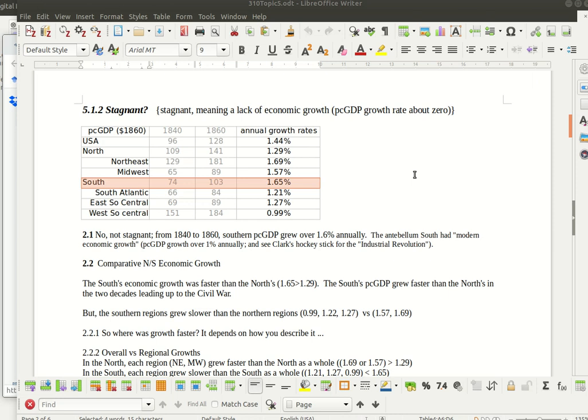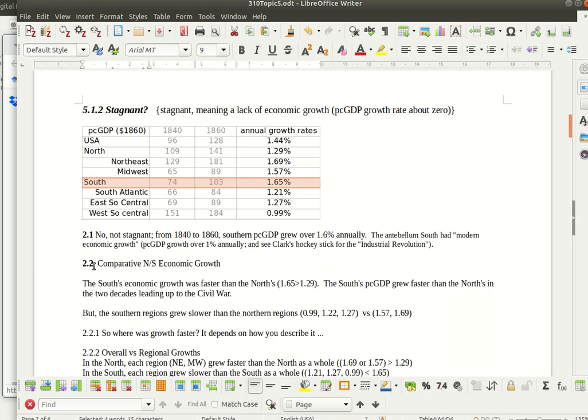Okay, so back to the main lines, and again, just make sure you can identify this key point that the South was not a stagnant economy, that it was experiencing modern economic growth in the sense of expanding per capita output as evidenced by expanding per capita GDP. Now, what's more interesting and more nuanced is a comparison of southern and northern economic growth.